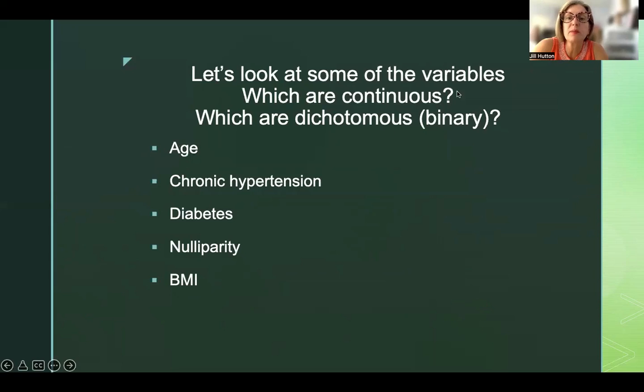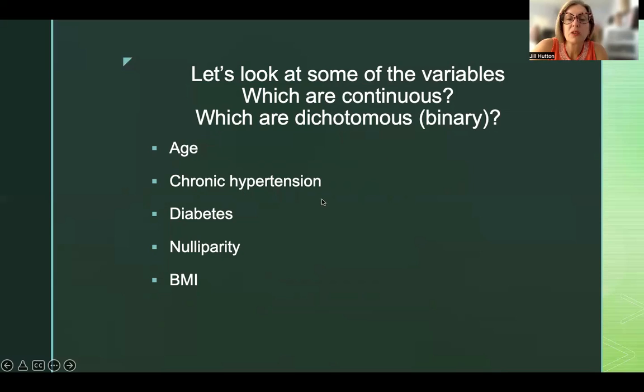So let's look at some of these variables, and we're going to see which are continuous and which are dichotomous. Now, there are other kinds of variables, but these two, continuous and dichotomous, make up a substantial portion of medical literature. And so if you can know these two variables, you will understand a great deal of medical literature. So age is a number. This is a continuous variable.